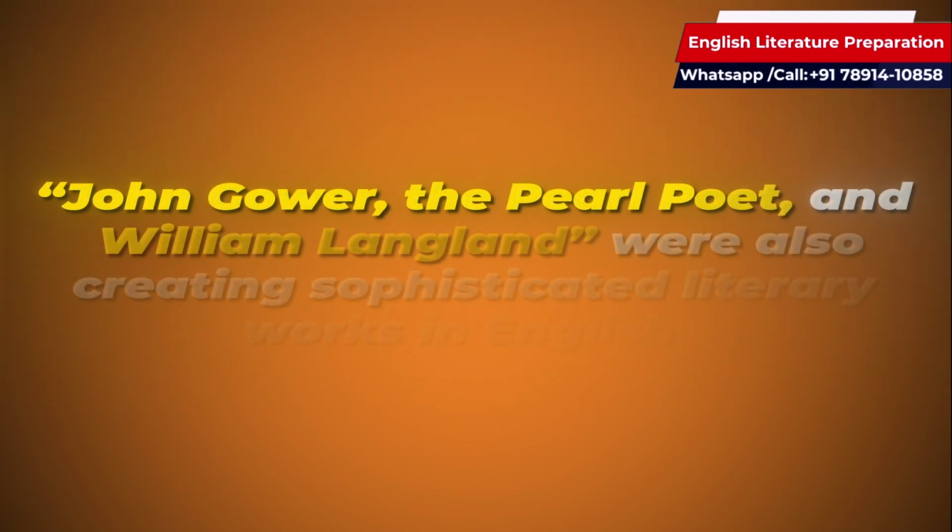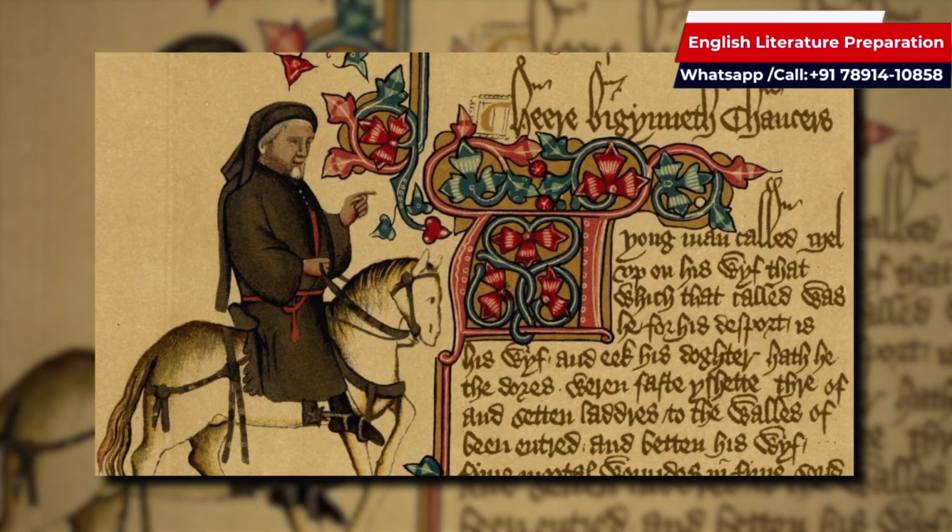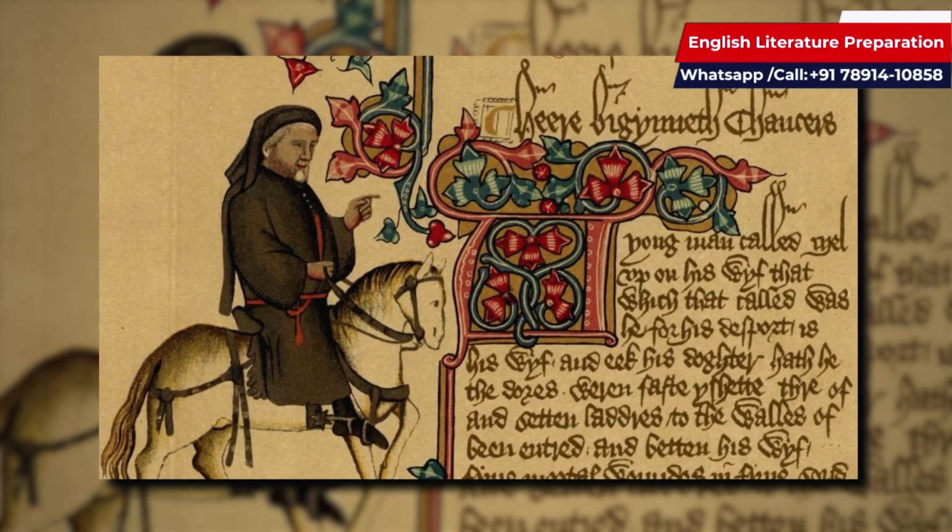But by Chaucer's time, the French language started declining, and many nobles, common men, and other writers like John Gower, the Pearl Poet, and William Langland were also creating sophisticated literary works in English. So Chaucer was not revolutionary for choosing to write in English; this was already happening. Chaucer's real importance comes from how he used English in his work. He showed that English could be used for many different types of stories and styles.